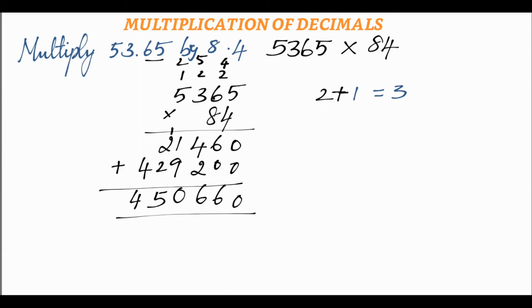So we have to count from the right. That is 4 5 0 6 6 0. So counting 3, 1 2 3, we have to place the decimal here. So our answer will be 450.66.